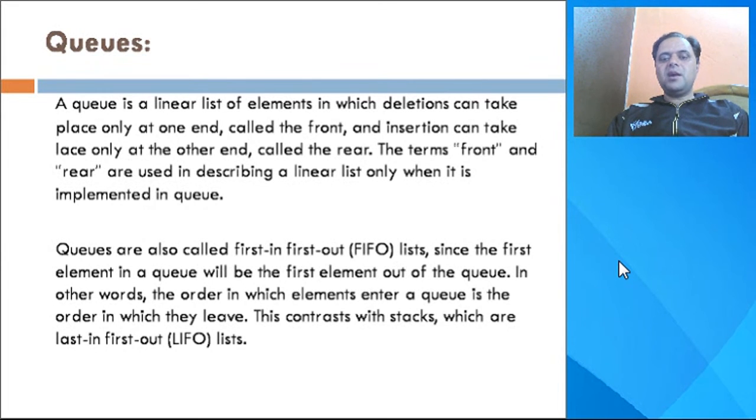So queues are also called first in first out lists. We can call this a FIFO list or first in first out list because the first element which entered a queue will be the first element which will be out of the queue. In other words, the order in which elements enter a queue is the order in which they leave.